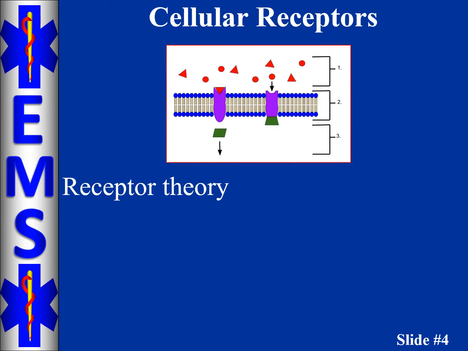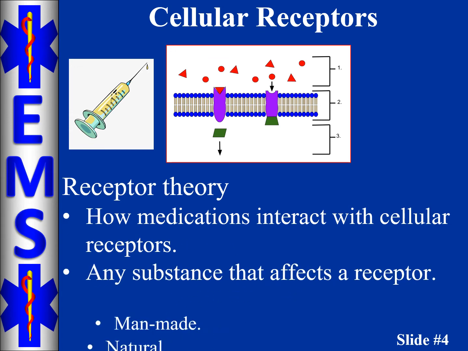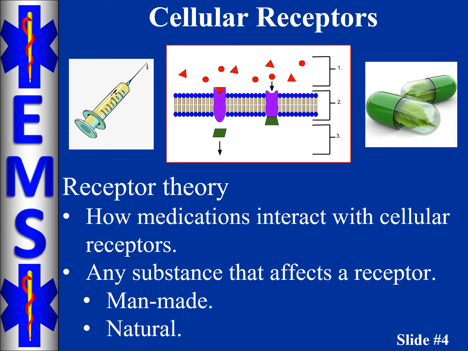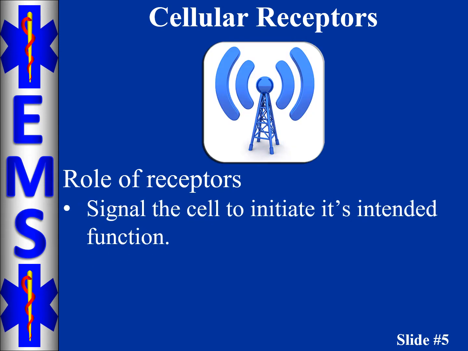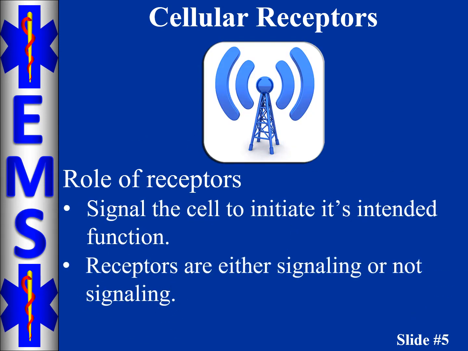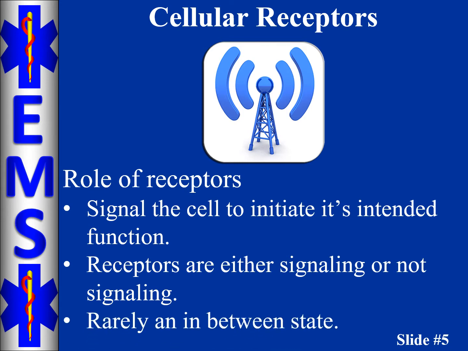The term is used to explain how medications interact with cellular receptors. For the sake of this video, we'll be talking about any type of substance, whether it be natural or man-made, that affects and stimulates these receptors. The role of receptors is to initiate the cell's intended function. Receptors are either in a state of signaling or not signaling. It is rare that you'll find receptors that will be somewhere in that in-between state between active and inactive. When a receptor is signaling, this is referred to as an active state. An inactive state is when a receptor is not signaling.